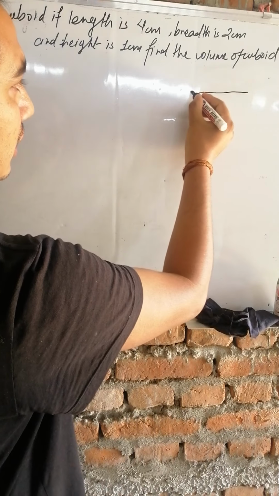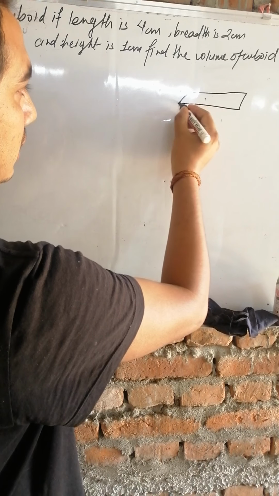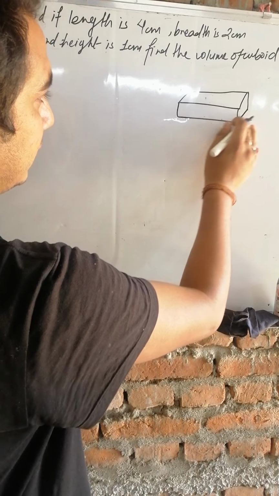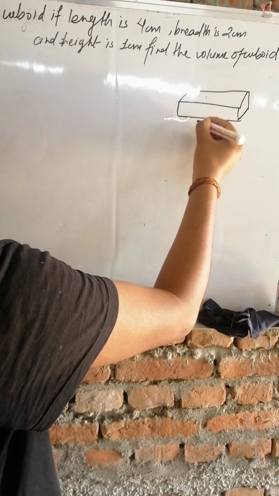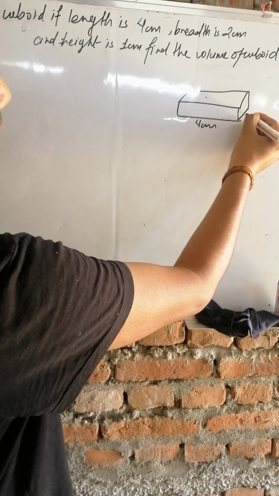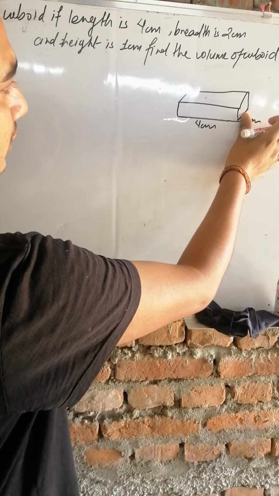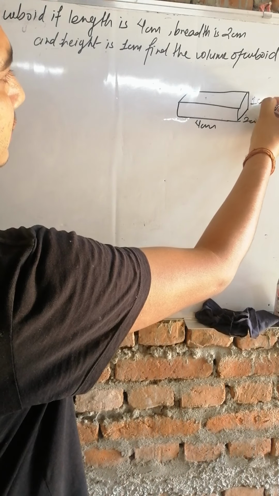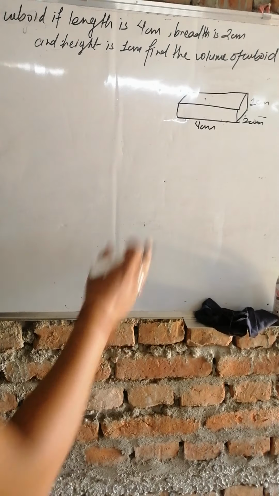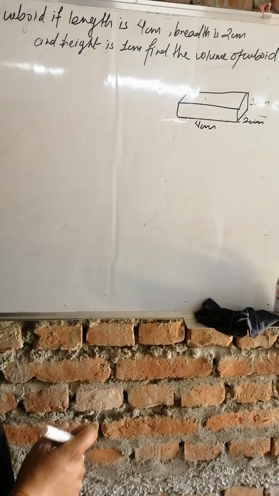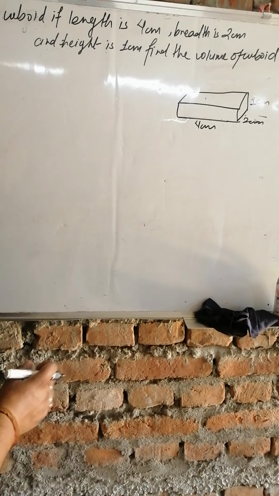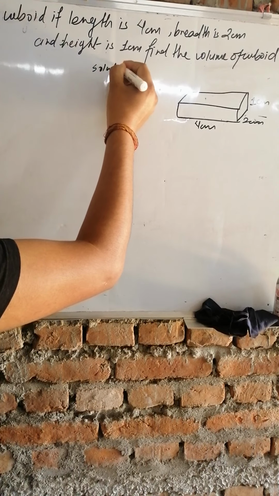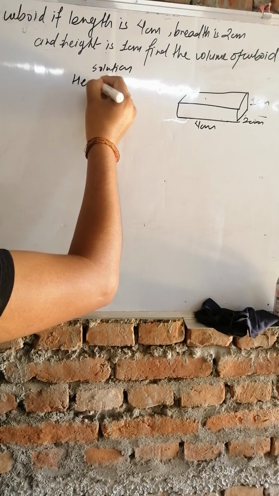Suppose this is a cuboid. Its length is 4 centimeter and its breadth is 2 centimeter. Okay, breadth is 2 centimeter and the height is 1 centimeter. Now we have to find the volume of this cuboid.